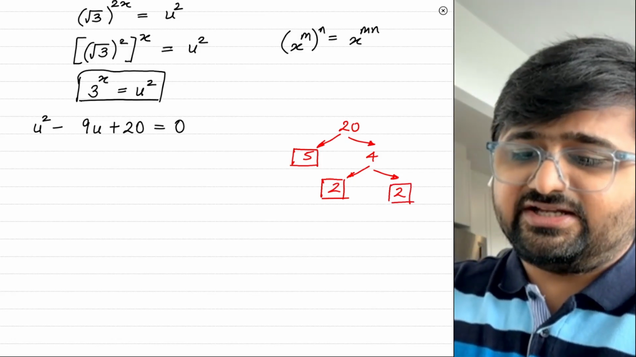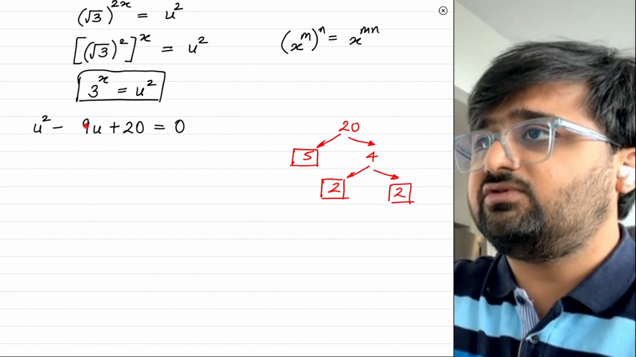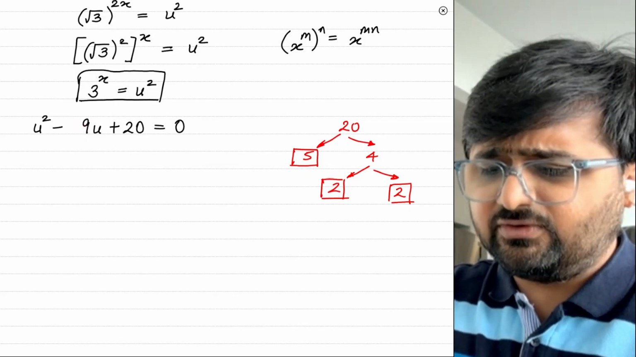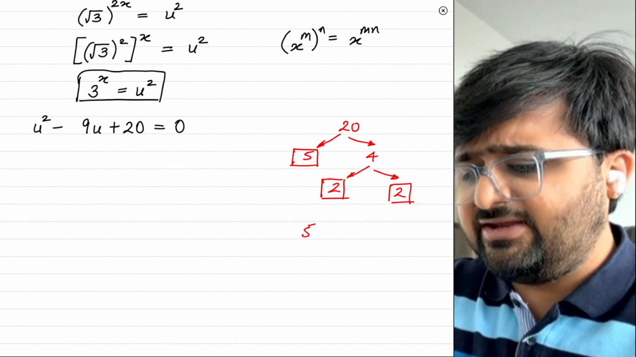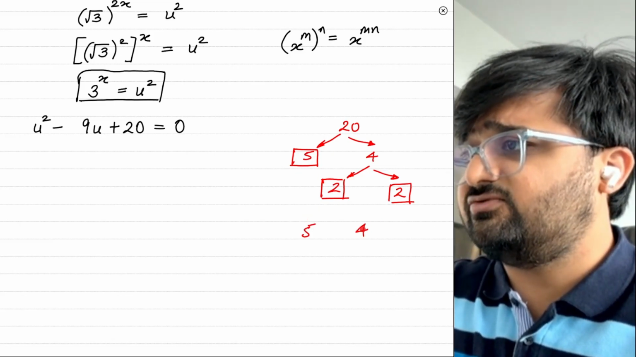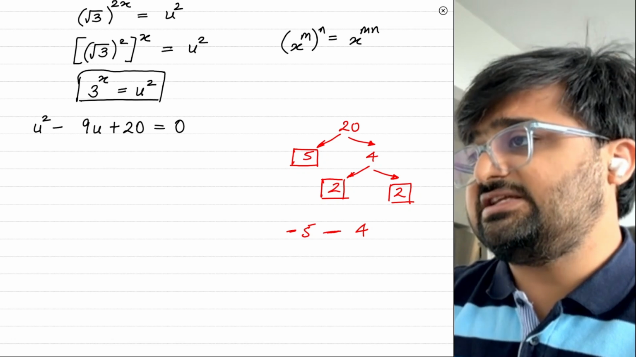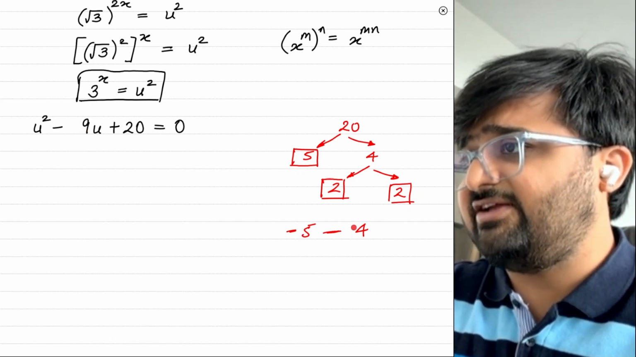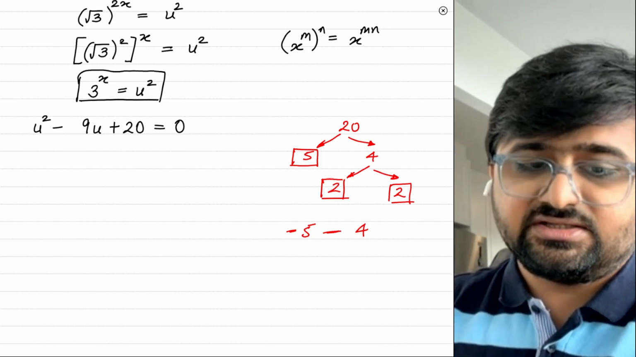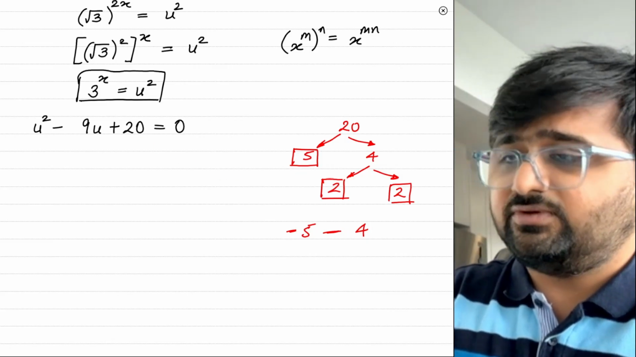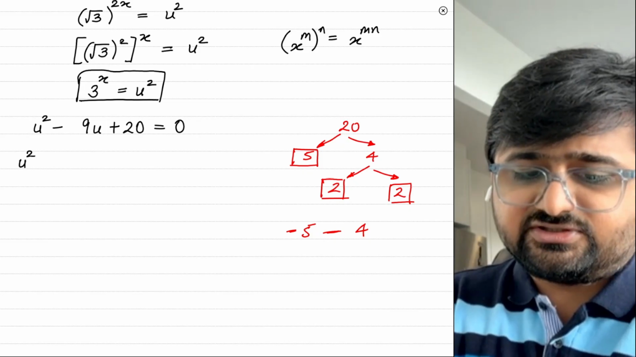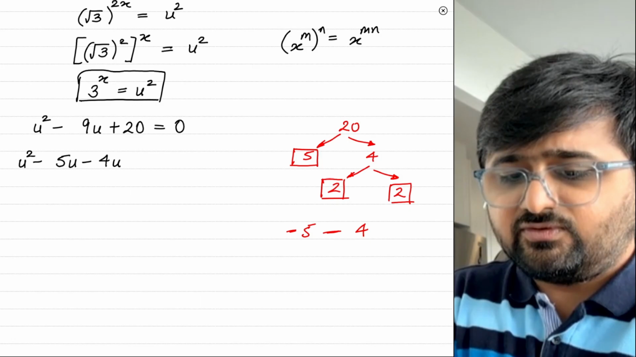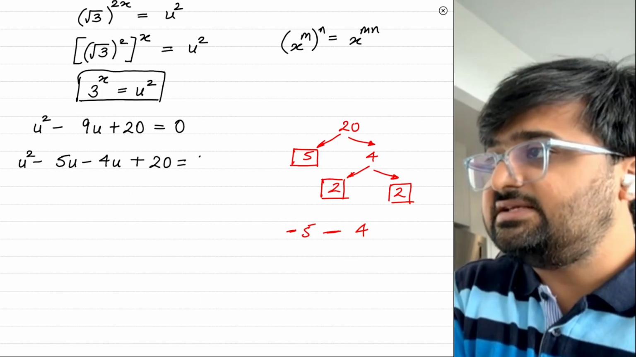And now we need to find numbers whose sum will give you -9 and whose product will give you 20. So if you notice carefully, I can have 5 and 4, that is 5 and 2 times 2. If you do -5 and -4, that will give you -9, and the product of -5 and -4 is going to give you +20. So -5 and -4 are the factors that you are looking for. So you can write that -9u as -5u minus 4u plus 20 is equal to 0.